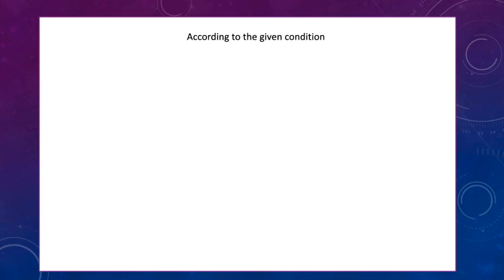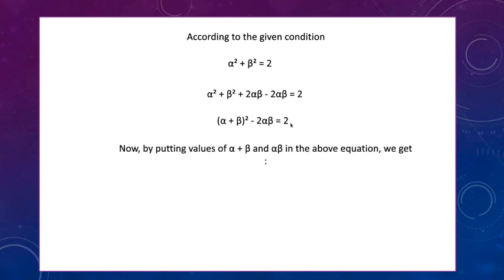According to the condition given in the question, the sum of the squares of the roots, that is alpha square plus beta square, is equal to 2. We don't have the value of alpha square plus beta square. We just have the values of alpha plus beta and alpha beta. So we will add 2 alpha beta and subtract 2 alpha beta to make it a perfect square. We can write alpha square plus beta square as alpha plus beta whole square minus 2 alpha beta is equal to 2.